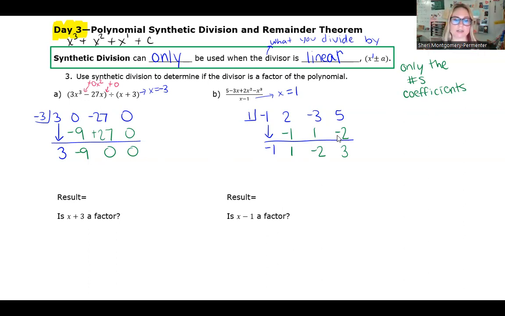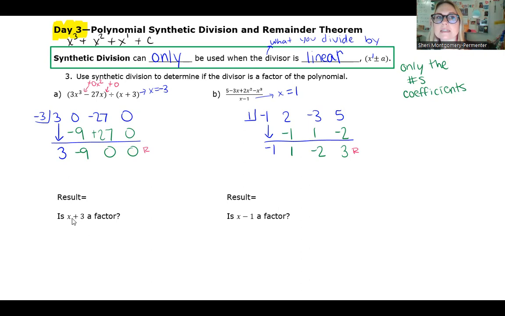My answer. First of all, you can tell me if it's a factor or not, because the very last thing is your remainder. If something divides evenly, do you have a remainder? Do you have anything left over? No, so the remainder is what? 0. So if something is a factor, then it divides evenly. So one of these is a factor. Which one is the factor? This one. It's a remainder of 0.